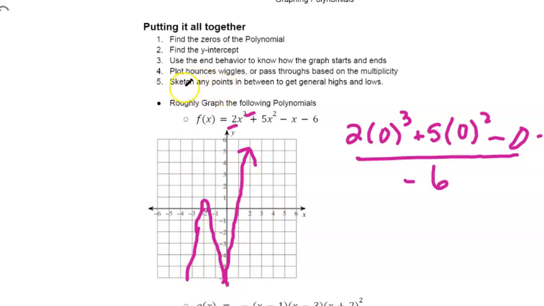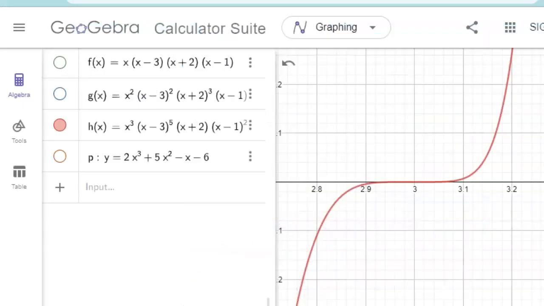Now if you wanted to sketch any highs and lows, you'd have to make a table and plug values in to find out what's going on in this area here and the area down here at the bottom. We're not going to do that, as long as you can generally rough sketch what's going on. But it's always neat to take a look at that thing.